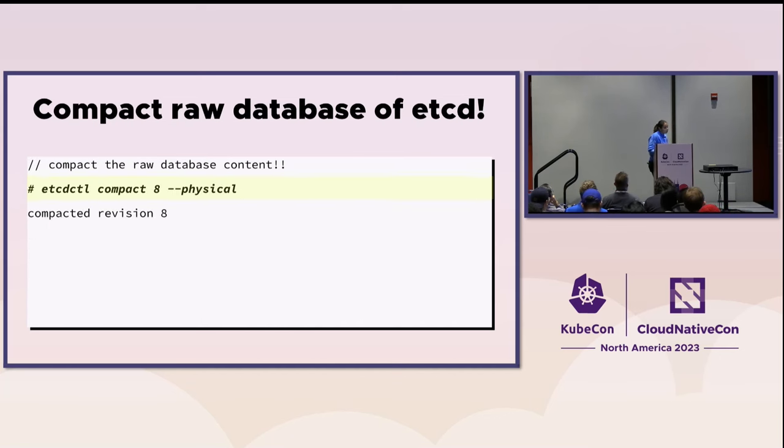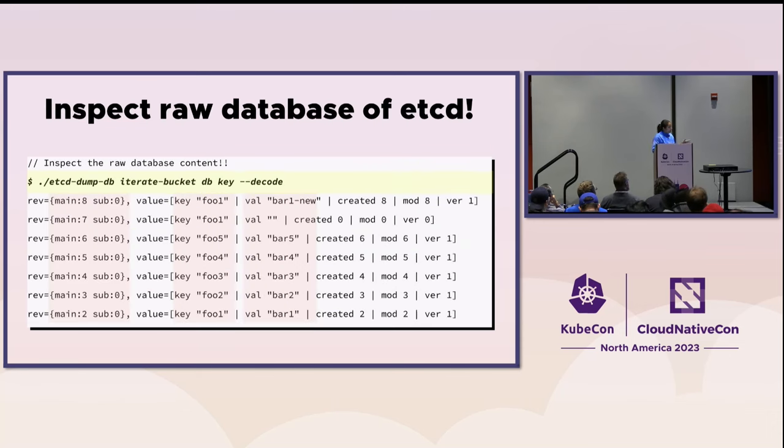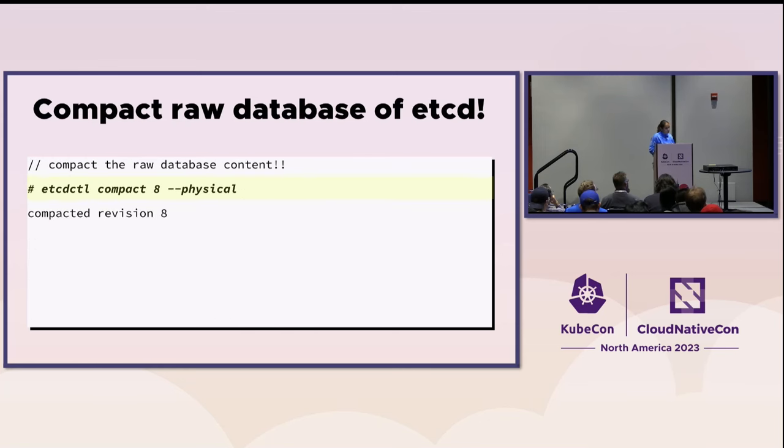So there is a concept called compaction in etcd. What we can do is ask etcd to remove everything that has a tombstone value. For example, if I just go back here, we attached the tombstone at revision 7, and I can ask etcd, look before revision 8, look for all the key value pairs that have a tombstone attached to them, and all the occurrences related to that key value pair, and remove them. That is what compaction is.